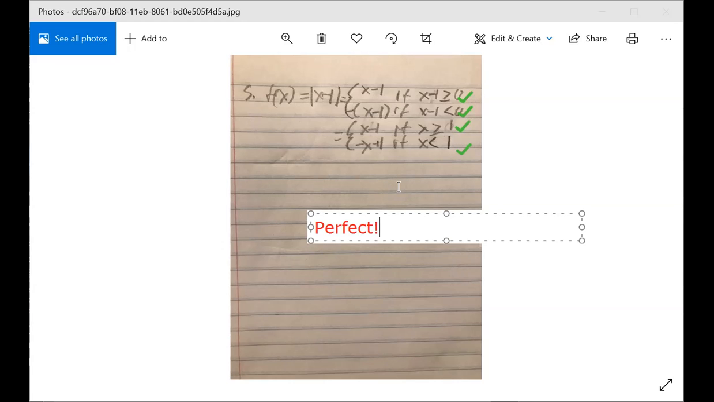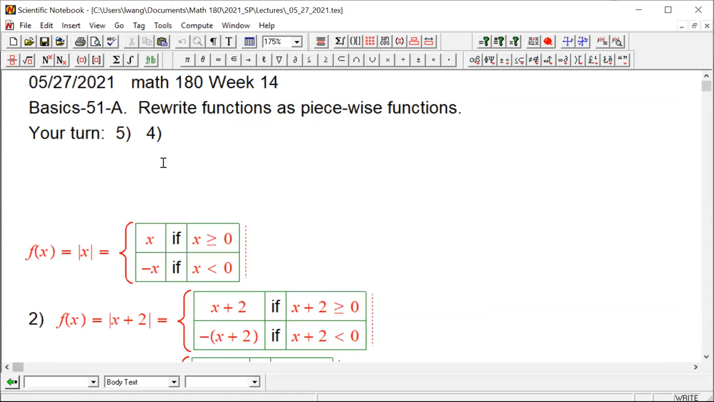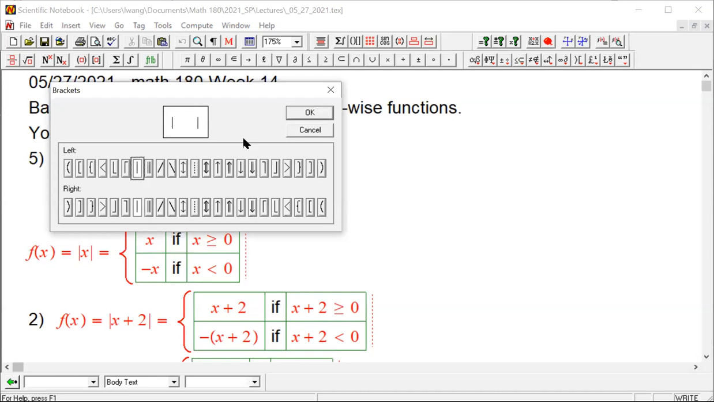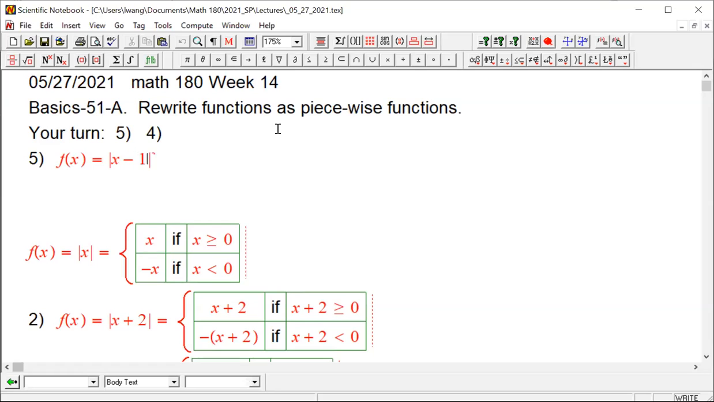That's the same as my answer. Got it? Okay. So number 5. How about number 4? I'm just going to copy Bailey's work. Okay.